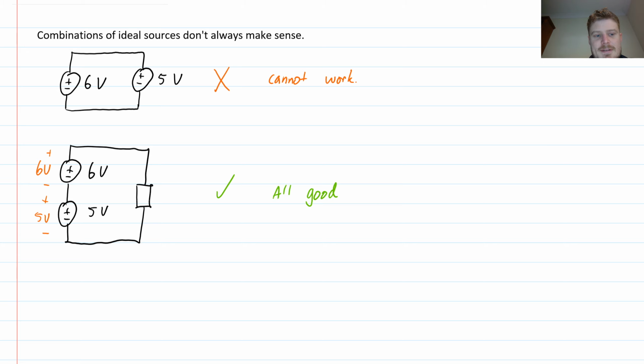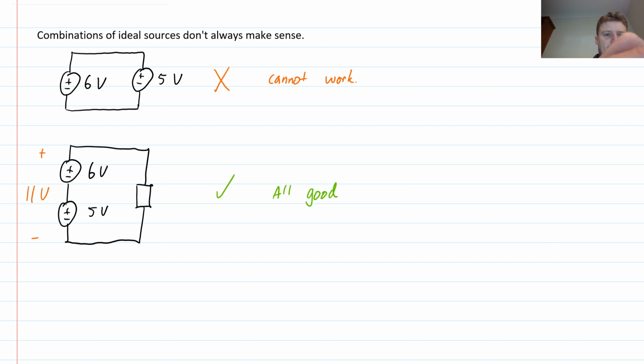So that means I could take my multimeter leads and I could connect them across the 5 volt source, and I would measure 5 volts. I could connect them across the 6 volt source, and I would measure 6 volts. Or I could connect them across both, and I would measure 11 volts, because they just add together. So across here, 5 plus 6, 11, I would get 11 volts across the combination of these sources. So this one is fine. This is no problem at all.